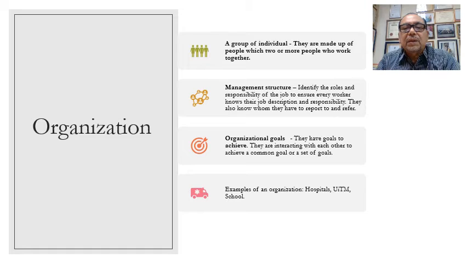Third, organizational goals. They have goals to achieve. They are interacting with each other to achieve a common goal or to set up a goal. Goal, usually you learn goal in what? Playing football. So in football, what is the achievement? They just want to score goals. So the goal here is the same, meaning it's an organization.